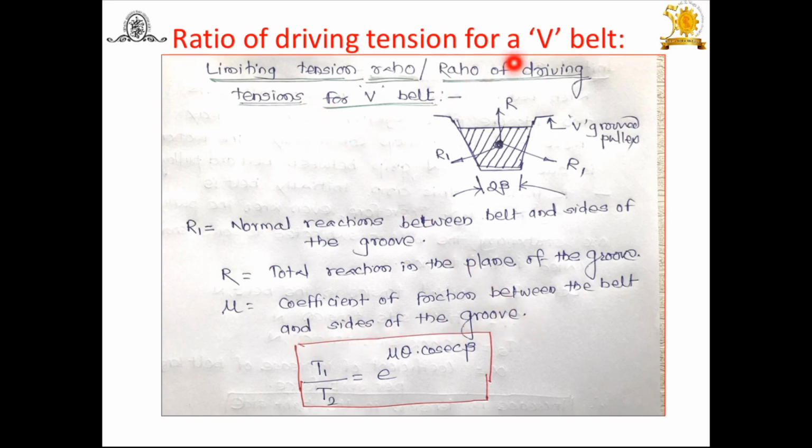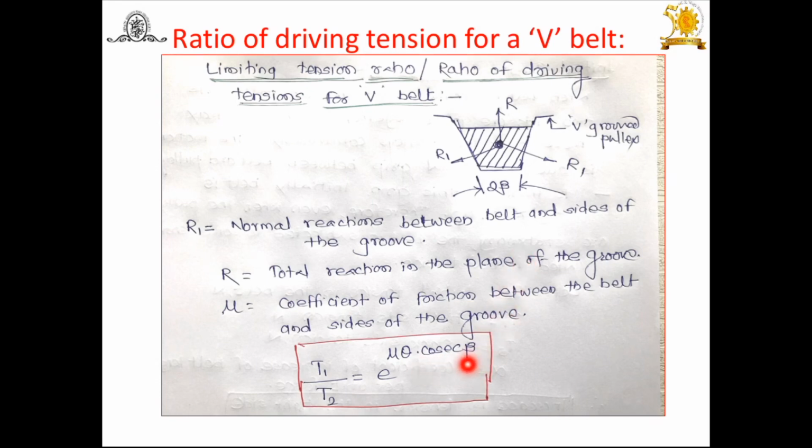The limiting tension ratio for V-belt is given by T1 by T2 is equal to e raised to mu theta cosec beta. Here theta is the angle of wrap, mu is the coefficient of friction between belt and pulley, and beta is the semicone angle of the grooved pulley. Here this is 2 beta. Generally this angle is 40 degrees, but while taking it we have to take the semicone angle. So 40 by 2, you will get 20 degrees. Beta is equal to 20. This expression can also be written as T1 by T2 is equal to e raised to mu theta upon sine beta, and 1 by sine means cosec beta.